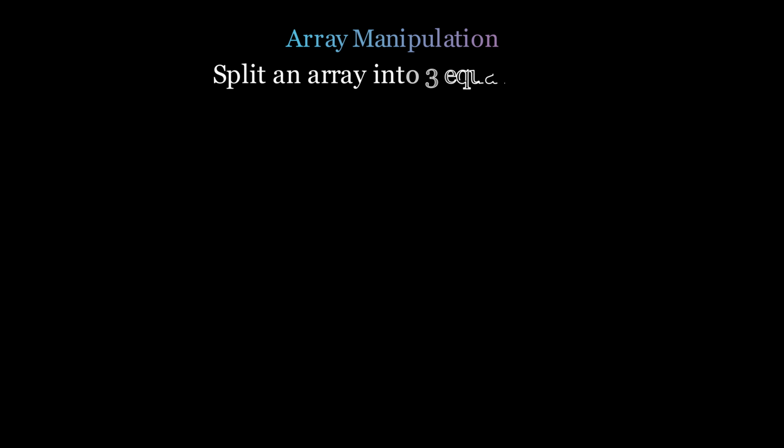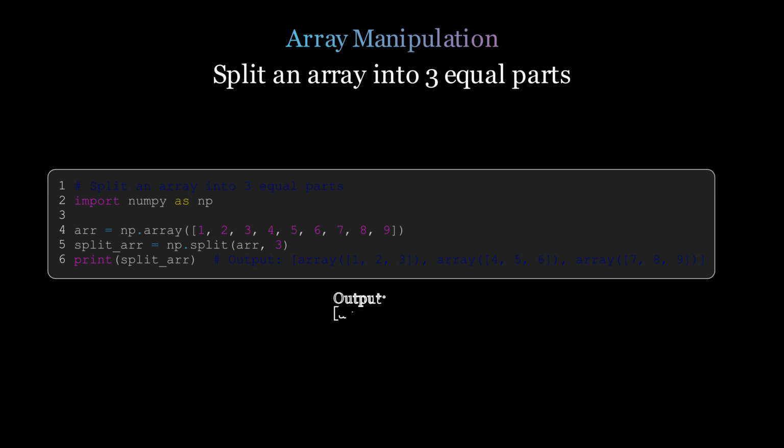Array splitting divides an array into multiple sub-arrays. The split function takes the array and the number of splits. Our 9-element array divides neatly into 3 equal parts of 3 elements each. This operation is particularly useful for creating train-test splits in machine learning.